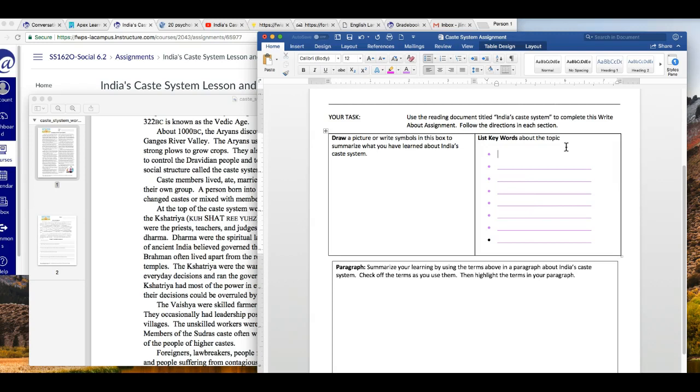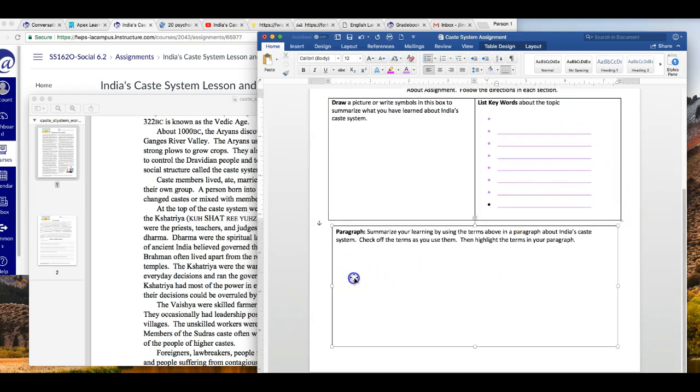Okay, now when you get to this bottom part, you are going to be writing a paragraph that uses the 8 terms that you chose in this section here, okay? So in this section, you're just choosing 8 key terms about India's caste system, and then you are writing a paragraph that uses all 8 terms.